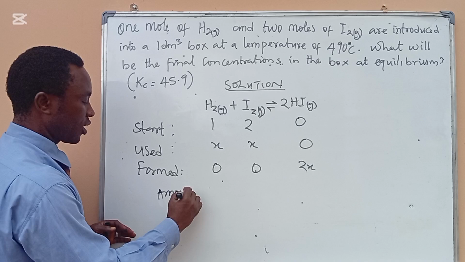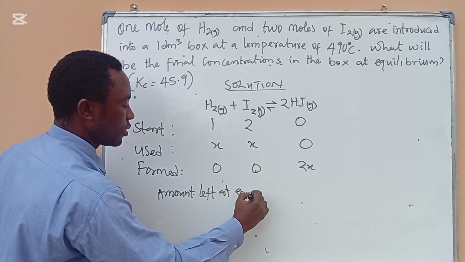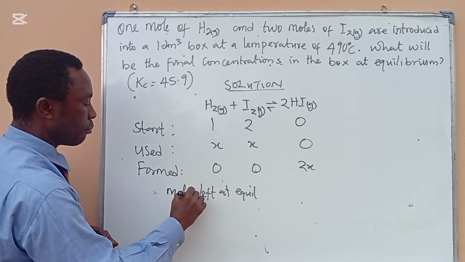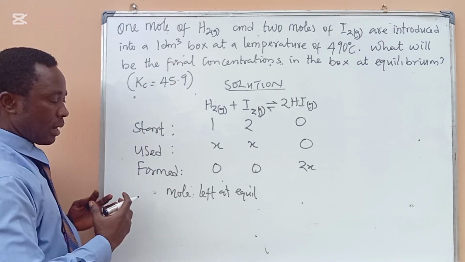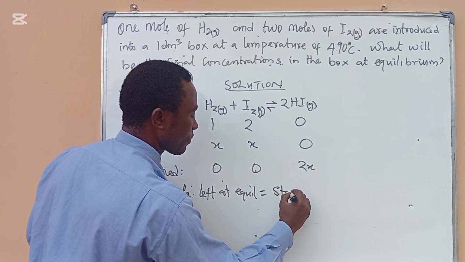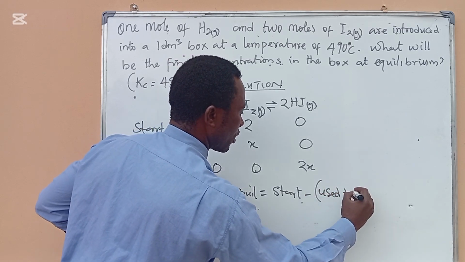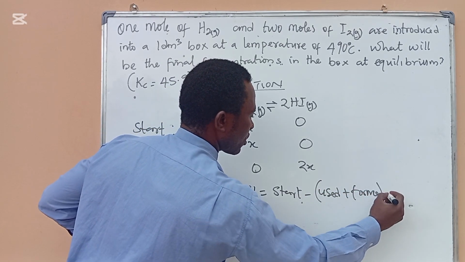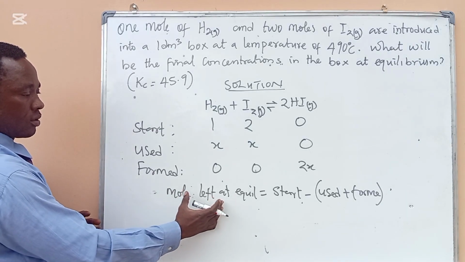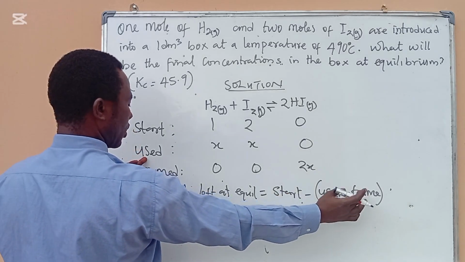Now you need to take this, very important, the amount that is left at equilibrium. Or instead of amount, I can use the mole, because we are given mole as the amount. Mole left at equilibrium will always be equal to the start minus used plus formed. That is the formula we can use. Mole left equals the starting minus the used plus formed.